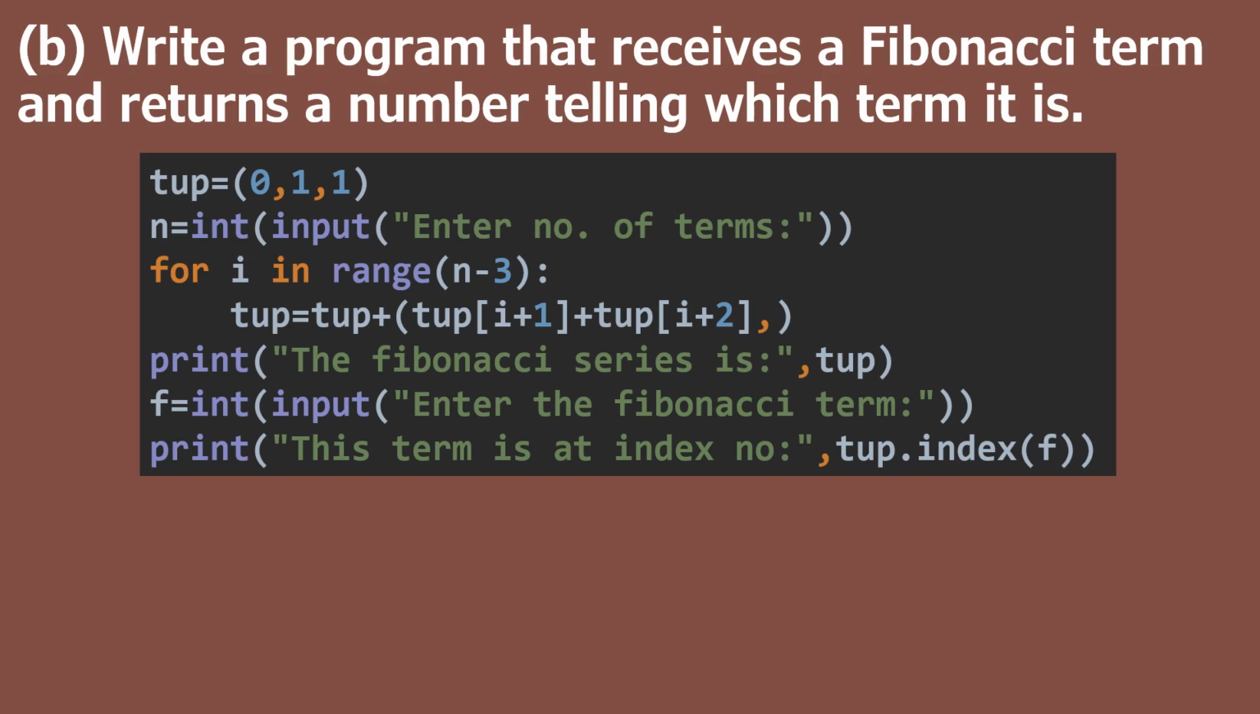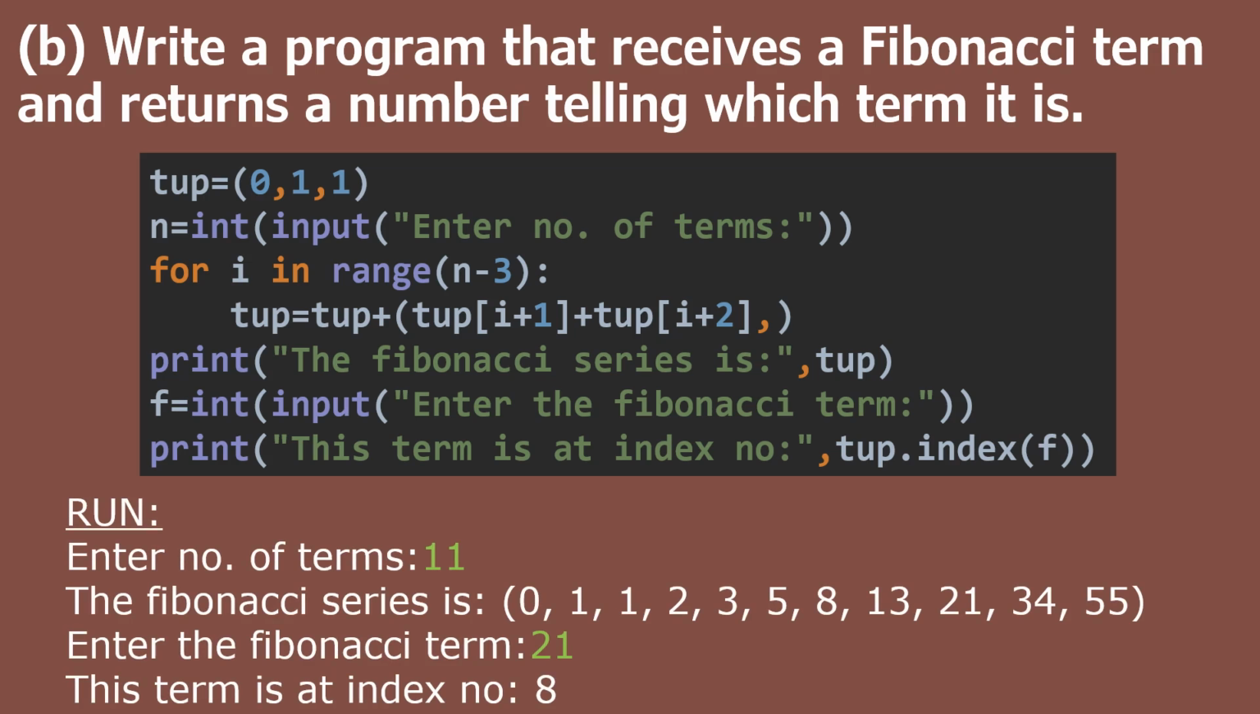Okay, so let's say that is stored in a variable f. Now we have to use the index function to find out the index number of that particular value. So tup.index function, within that you have to pass the value. Then it will display you the index number of that value. So once your Fibonacci series is ready, here it is with 11 terms, and you have entered the Fibonacci term 21. Then it will display that the term is at index number 8.